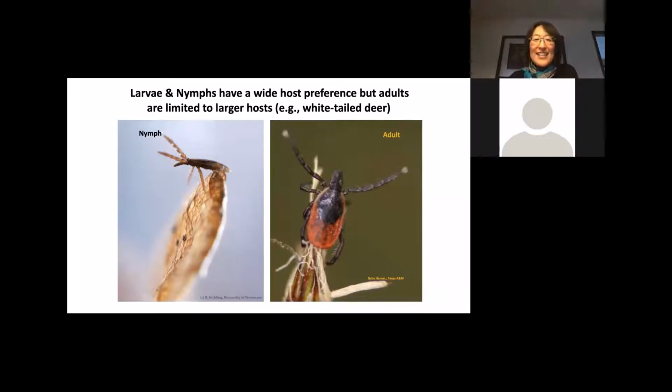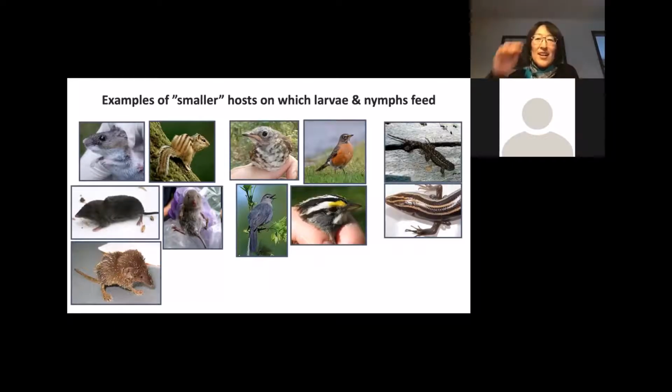And again, the larvae and nymphs have a very wide host preference, and I think I have some slides here to show you. They feed on small and large hosts, whereas the adults are limited more to the medium and large hosts. Here are some pictures. You can see there are mammals on the left, and then you get birds, and there are also lizards as well, especially as we go south. That's partially because we just don't have as many lizards up north. But even when we do have lizards up north, these black-legged tick larvae and nymphs will feed on them, more so the skinks, which is the lower lizard on the right, than the fence lizard.